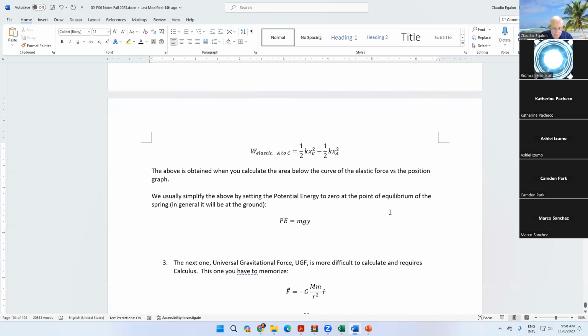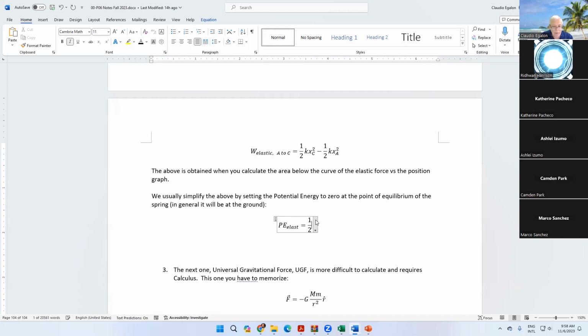And now the potential energy for this case, elastic energy, becomes just half kx squared, where x is the position, not the distance, from equilibrium of the spring, because this position can be negative. Okay.